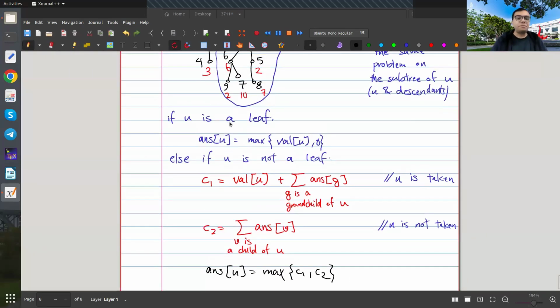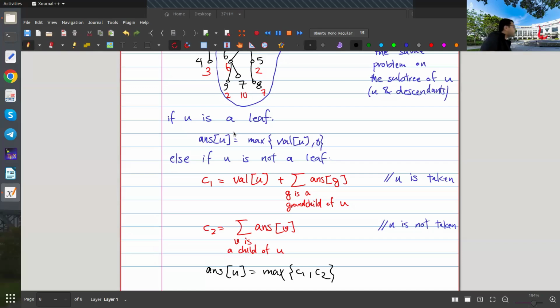What is my runtime? You see, one way of looking at this is that every vertex can have a ton of grandchildren. It's possible that every vertex has almost n grandchildren. So I can say that this sum is going over at most n different values. And of course, I'm doing this for every one of my vertices, so it's n squared, O(n) squared. That's a valid analysis, but it's not tight. I can do better than that.